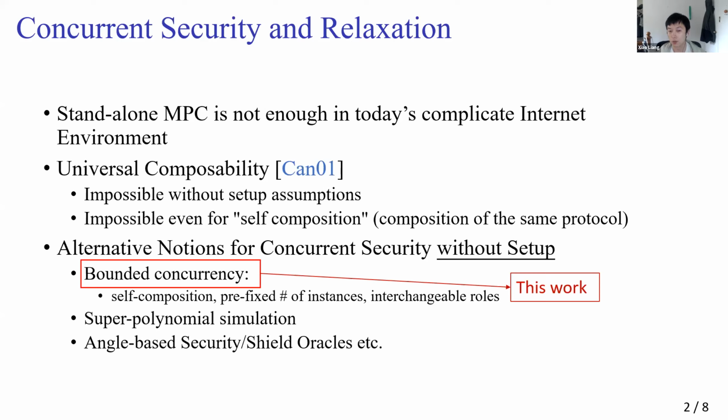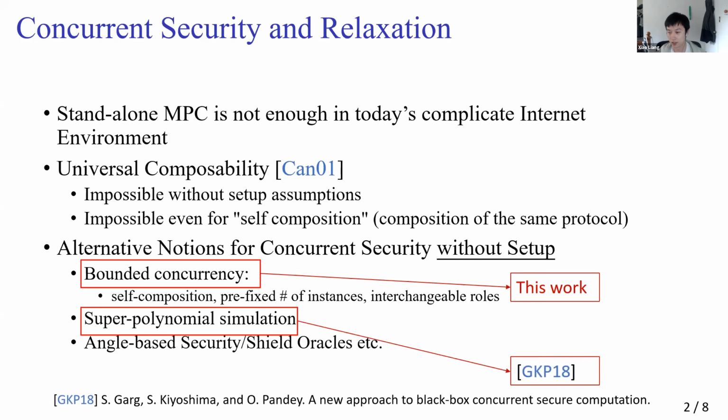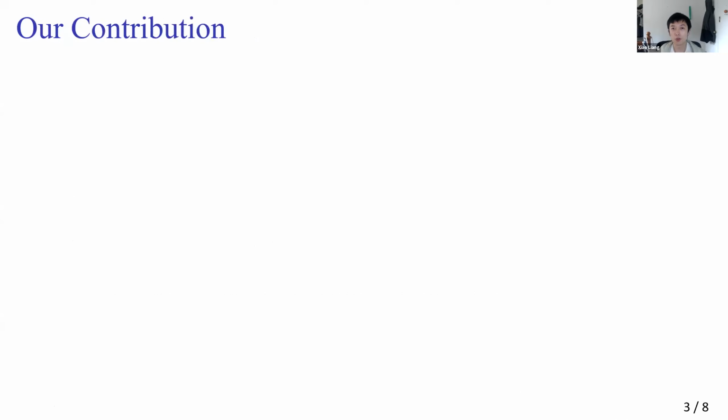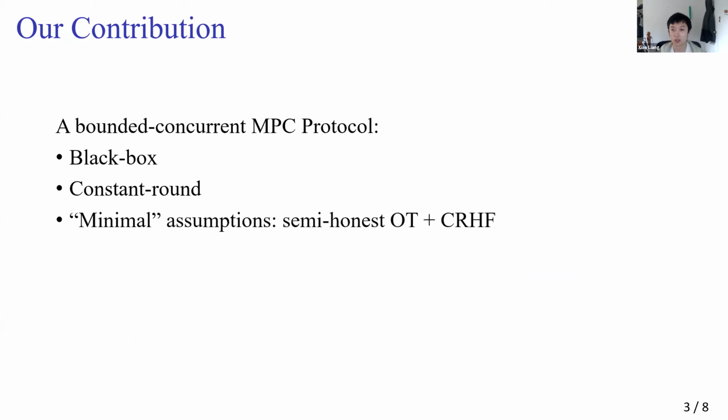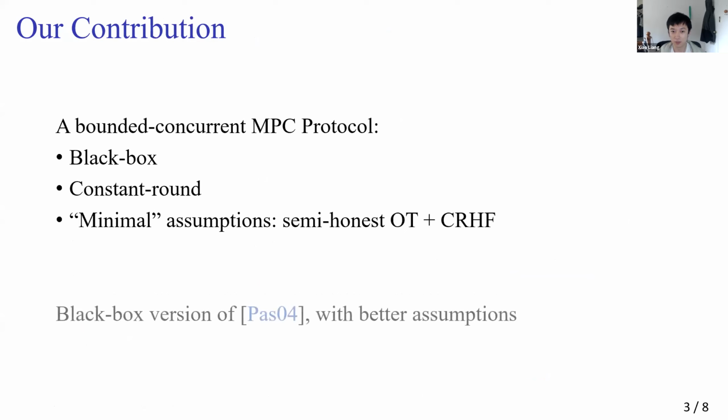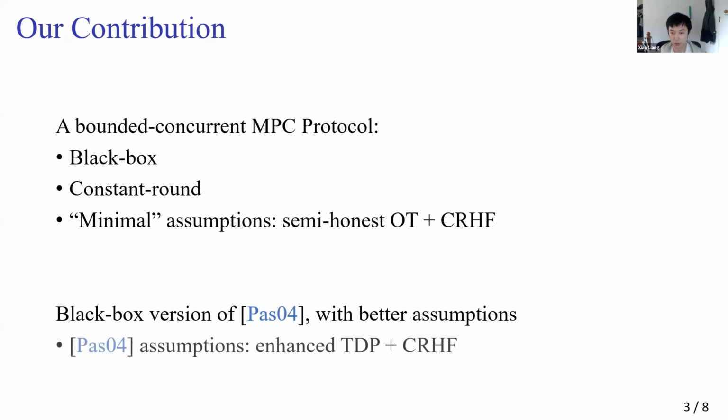We will also mention a little bit about SPS security because there is a GKP protocol which is closely related to our technique. Okay. So our contribution can be summarized as follows. We build the first bounded concurrent MPC protocol, which is black box, constant round, and assumes only OT and hash function. Our result can be interpreted as a black box version of Pass04, but Pass04 assumes trapdoor permutation plus hash function. So we also improve a little bit on the assumptions.